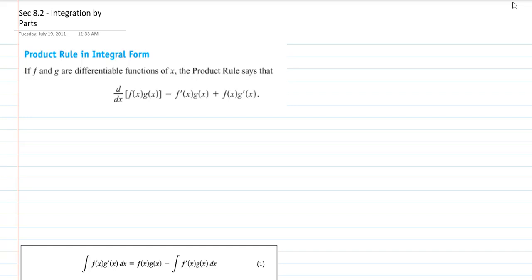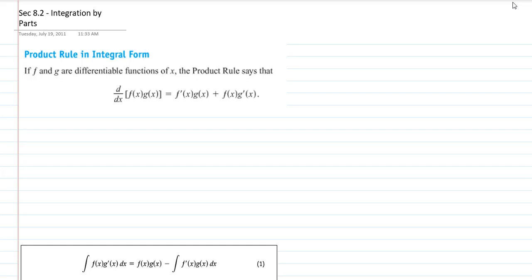Section 8.2 is integration by parts. Everything that we did in Section 8.1, you technically could have done using techniques that you learned in Cal 1. This is the first section for an integration technique that's unique to Cal 2. And the integration by parts rule comes from the product rule for derivatives.